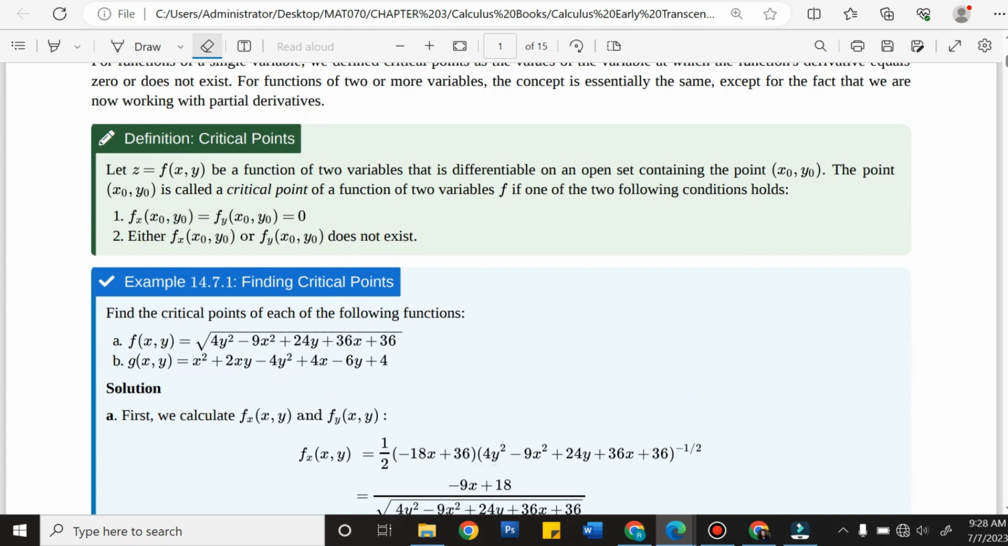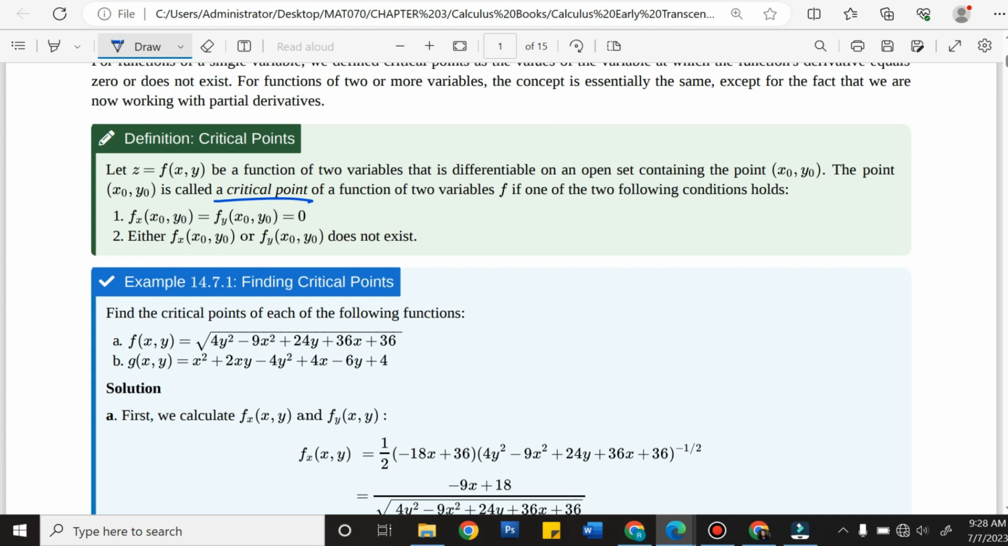Now, let's have the definition. Definition of critical points. Okay. So, let z be equal to f of xy, be a function of two variables that is differentiable on an open set containing the point x sub o, y sub o. The point x sub o, y sub o is called the critical point of functions of two variables.